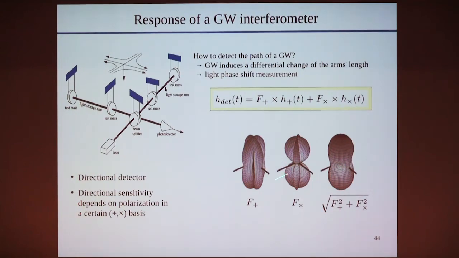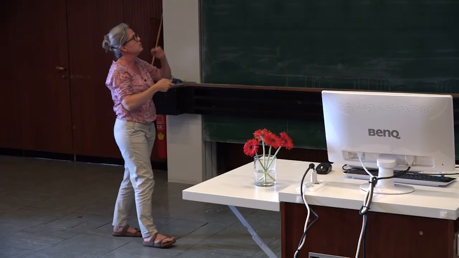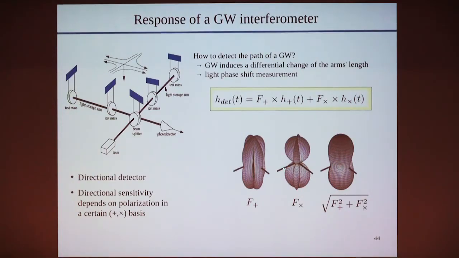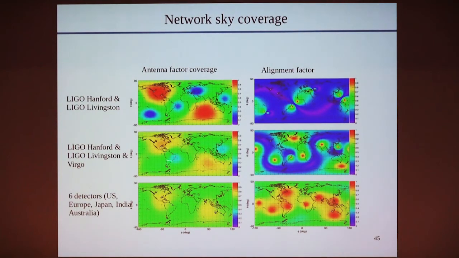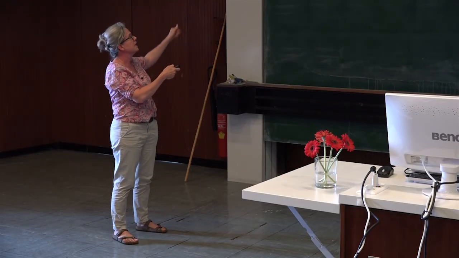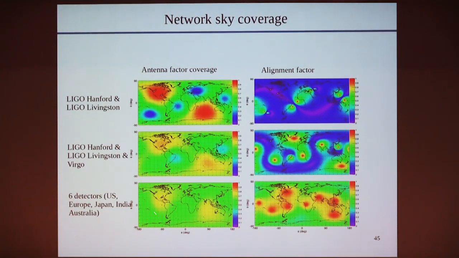If you consider the square of the 2 response functions combined, you obtain this antenna pattern, and there is a blind direction: if the wave is coming along the diagonals of the detector, the response of the detector is 0. That means we are not going to detect anything for the 2 polarizations. This is illustrated here, where you have the sky coverage.